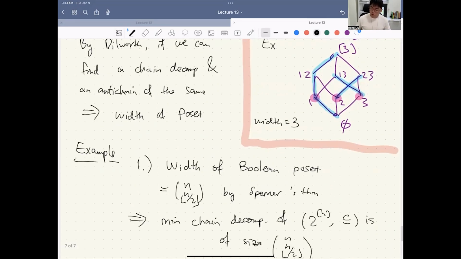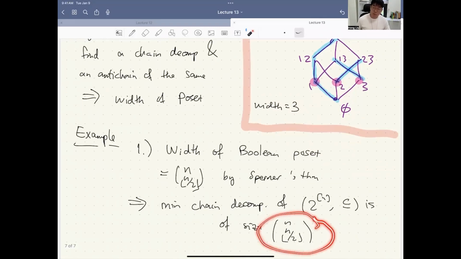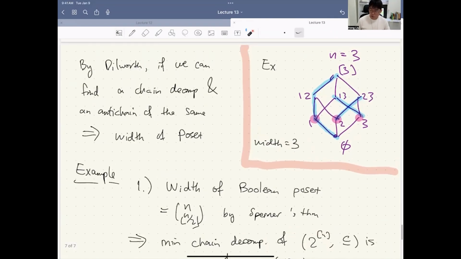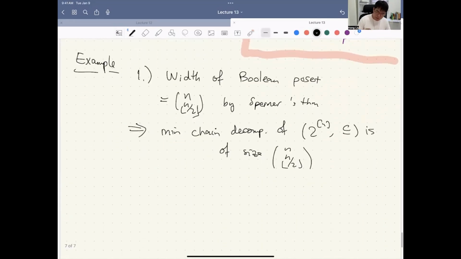Actually, something stronger is true. I will leave it as an exercise. You can find a symmetric chain decomposition of this size. Each element of the middle layer lies in a chain. Symmetric means that the starting point and ending point of every chain have the same relative position in the poset: the start has the same distance to the bottom as the end has to the top. I will make it rigorous in the homework. Second example.